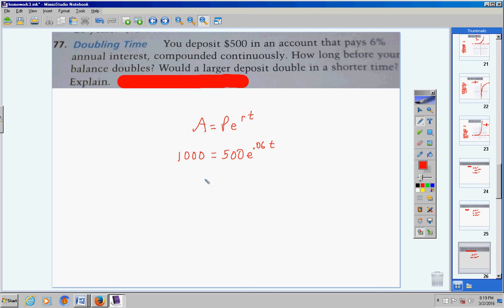Now, if we're going to solve this equation for T, we must realize right away that I have an exponential equation. Do I not? Sure I do, guys. Look at my T. It's in the exponent. How do you solve exponential equations? Step one, you locate the base and the unknown, and you isolate them. So we got to get rid of the 500. Divide both sides by 500, and you're left with 2 equals e to the 0.06t.